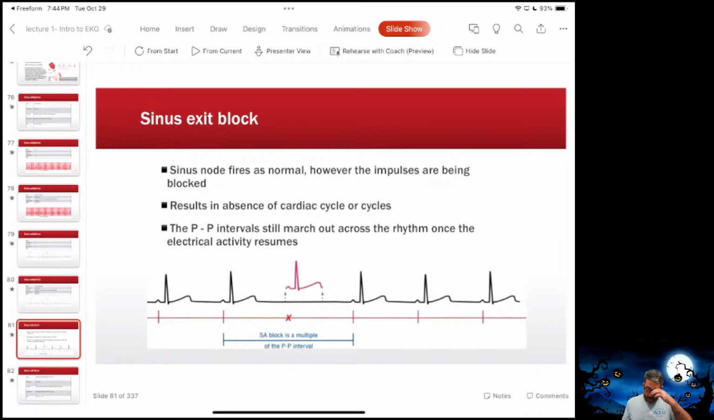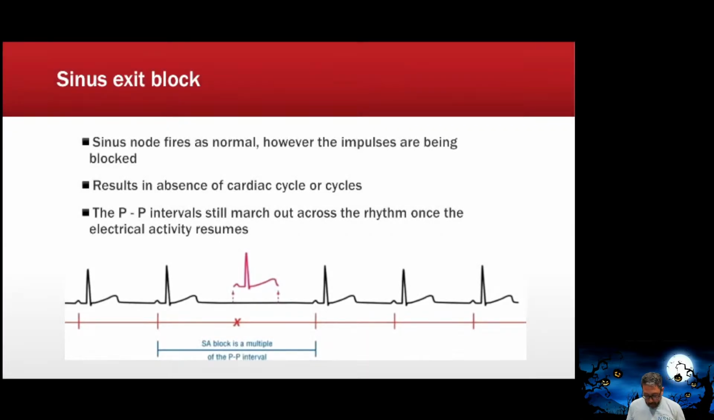Okay. So in this case, sinus exit block. So what I mentioned before, let's start this about marching it out. In this case, if we measured out the P's where they started, there should have been a P there, but it got blocked somehow. It didn't get out of the SA node. How do we know that? Because there's no P wave there. So this is a sinus exit block.